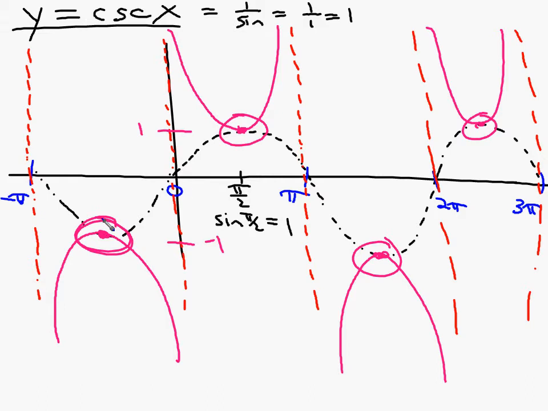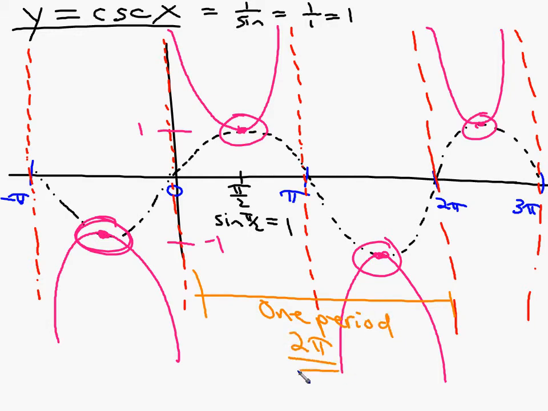Now, what is 1 period of cosecant? Well, it's 1 hill and 1 valley. It's the same thing as sine. All right? Right here, from there to there is 1 period. So yes, it is 2 pi, just like sine, its partner or reciprocal function. The period of sine is 2 pi, so the period of cosecant is also 2 pi.